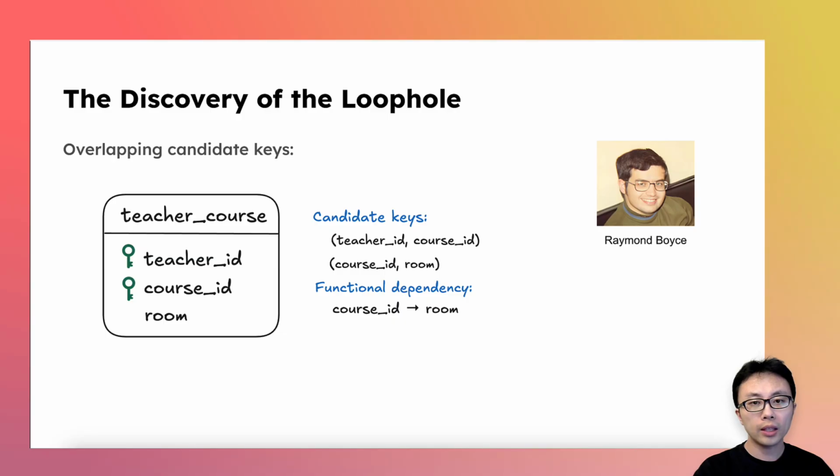The table has two candidate keys, and both are composite keys. The first one uses teacher ID and course ID, while the second one uses course ID and room. The functional dependency in the table is between two columns: course ID depends on room. This design is perfectly valid in the eyes of the third normal form, as all the columns belong to some candidate keys, so there are no non-key columns, thus no transitive dependencies.